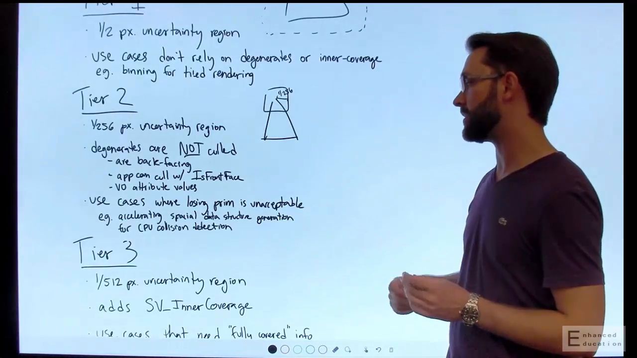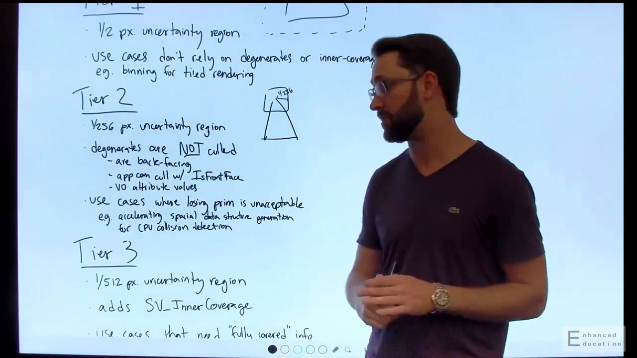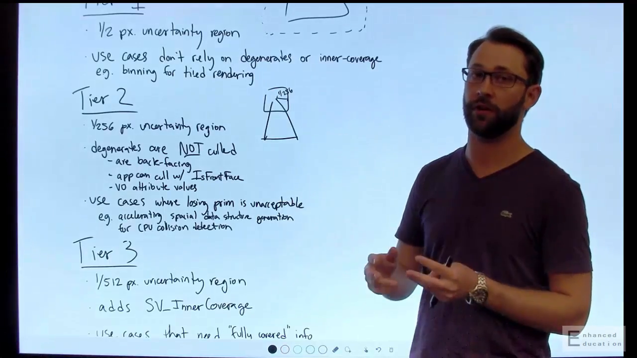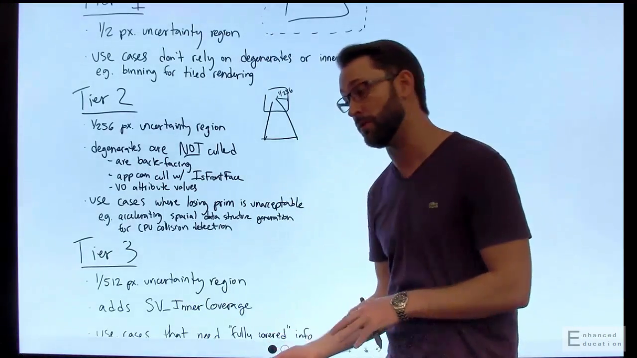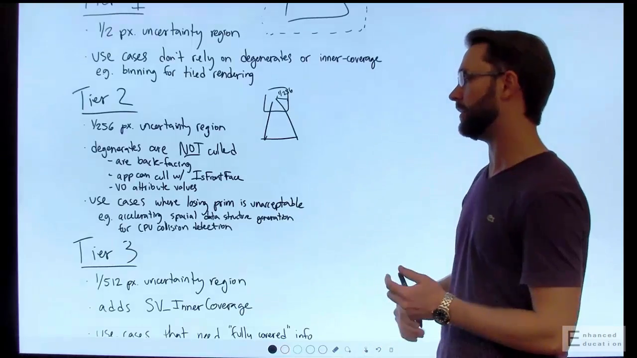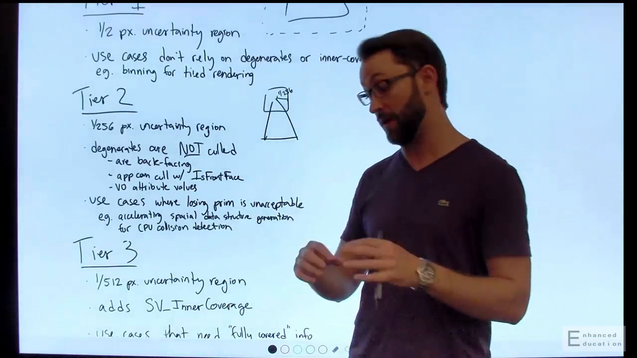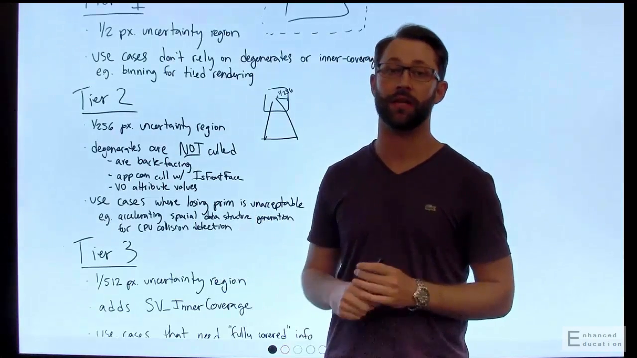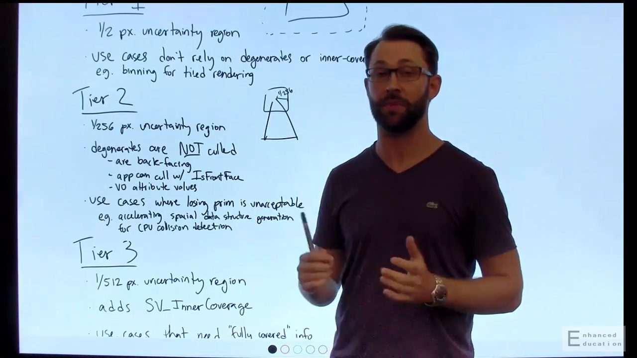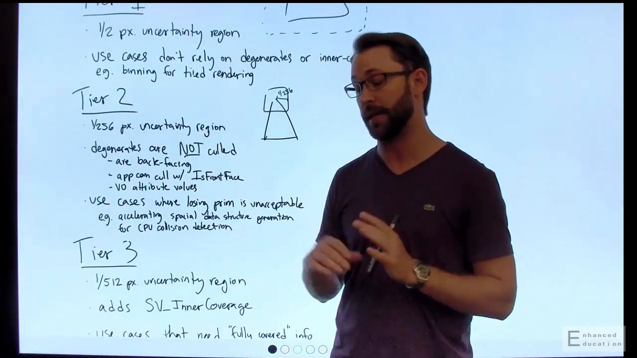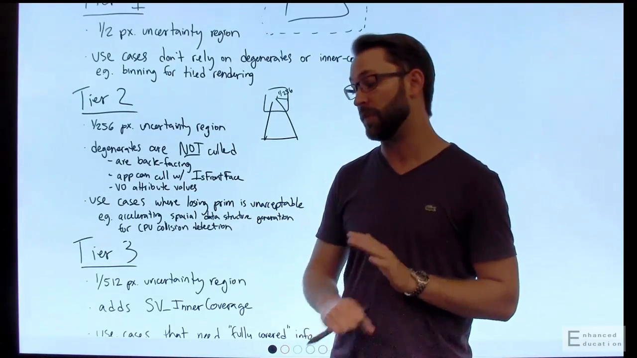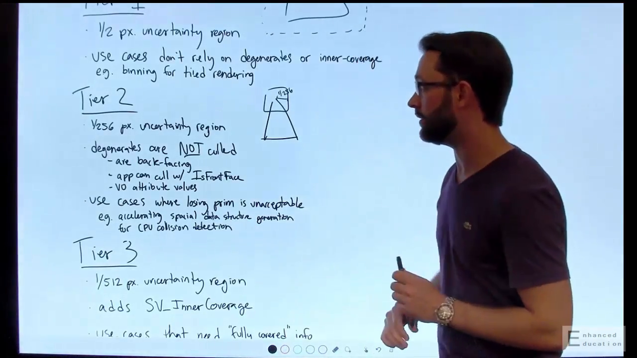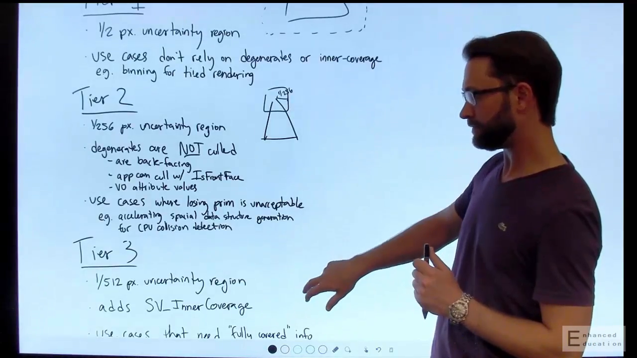The use cases for this is where losing a primitive is unacceptable. And so conservative rasterization can be helpful in generating spatial data structures using the GPU for consumption on the CPU, something like CPU collision detection, where you might want to bin all of your primitives. And in some cases, losing a triangle that happened to be degenerate because of the way you were setting up your viewport and transformations and stuff like that, that would be unacceptable. And so tier 2 gets you that.